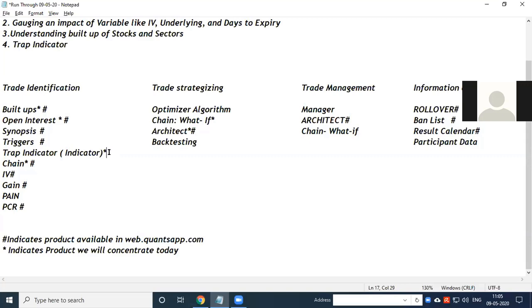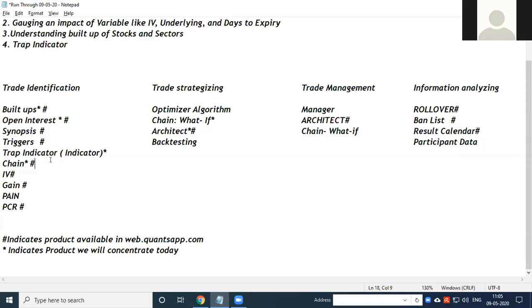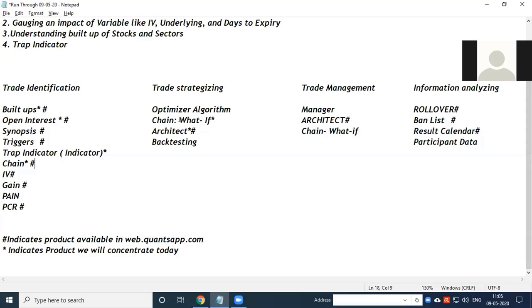So I will go deeper into that, like how exactly we can use this as our trading tool. For identifying the trades, this is one of the proprietary indicators. Then comes the chain. Everybody knows the option chain is basically a snapshot of data of the entire market for all the strikes. We'll see how to use it. And we have an extension to it, which is called Chain What If.